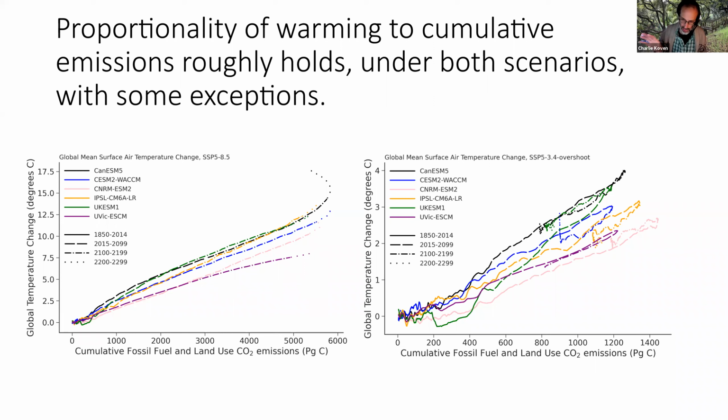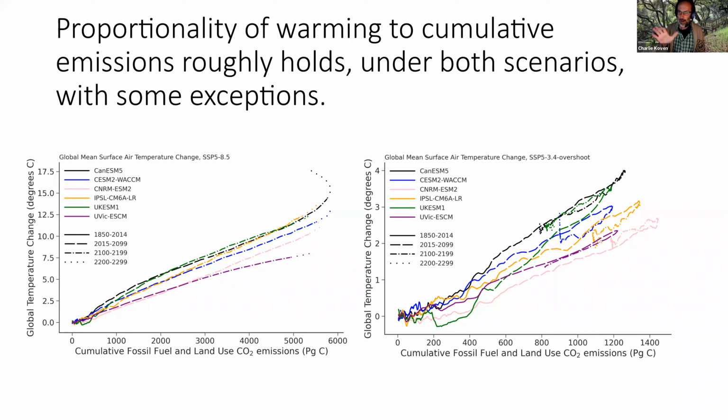On the overshoot scenario on the right-hand side, again, you still see a rough proportionality of warming to cumulative emissions, even when you stop moving from left to right and switch directions, start moving from right to left on this scenario. As you peak and then decline the emissions, the warming roughly follows that. And there are some exceptions to that, which I'll talk about.